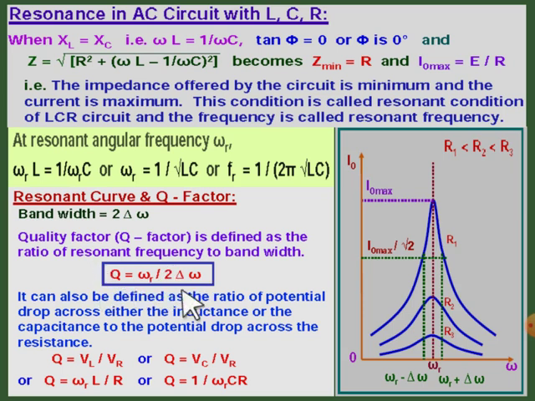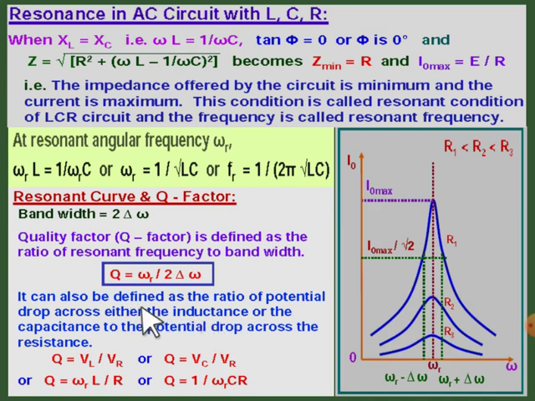From this relation you can define the Q factor. Q factor is a ratio of the resonant angular frequency to the bandwidth. As this bandwidth has the same unit as frequency, this Q factor doesn't have any unit. Instead of defining it in terms of angular frequency, you can define it in terms of the voltage drop.